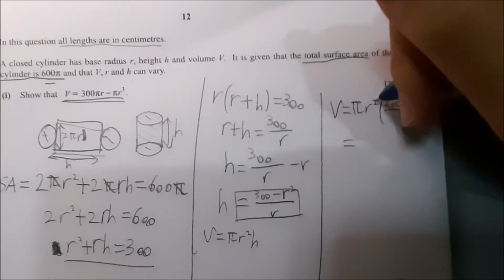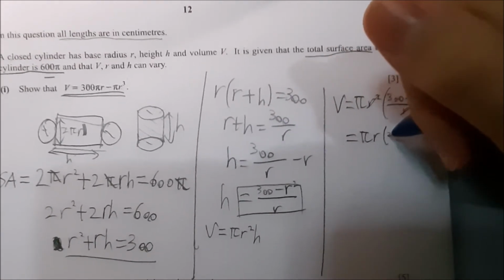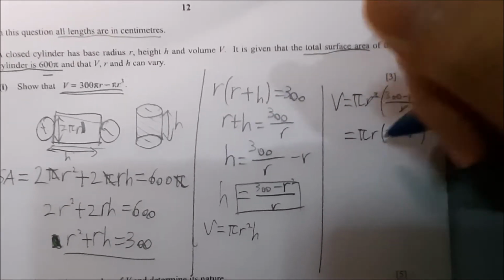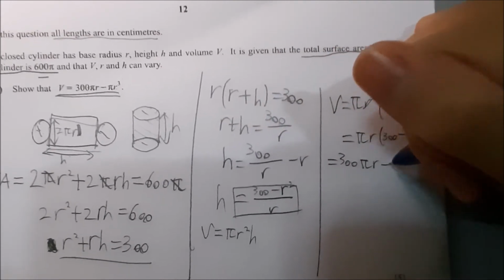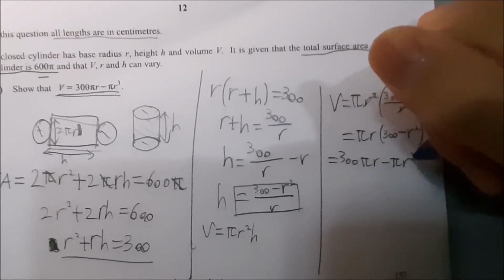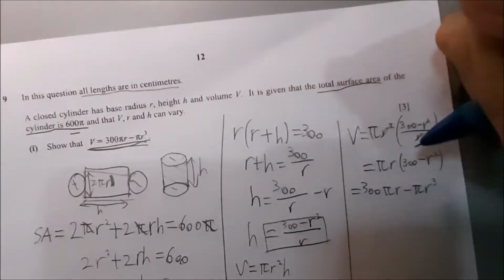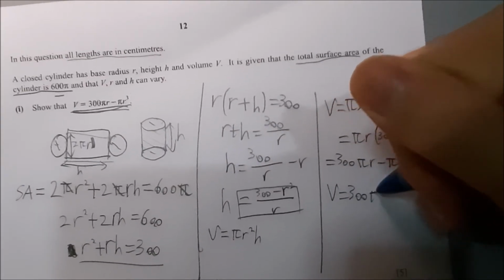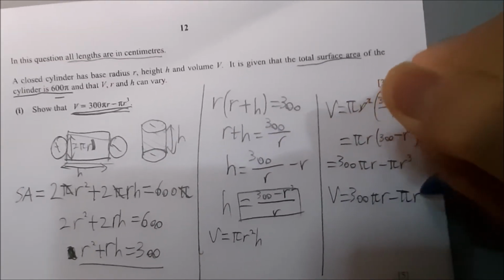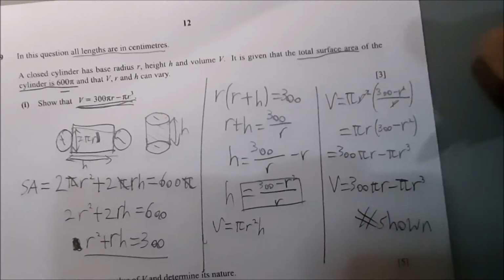From here, you can simplify the r's, and you get 300 minus r squared. So this becomes 300 pi r minus pi r cubed, which is your answer. So V equals 300 pi r minus pi r cubed. And you have shown that.